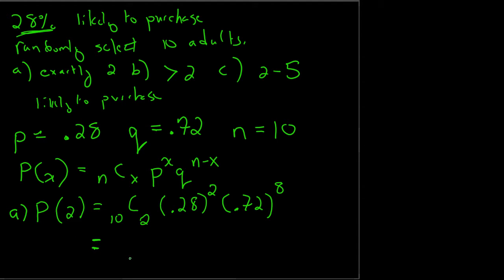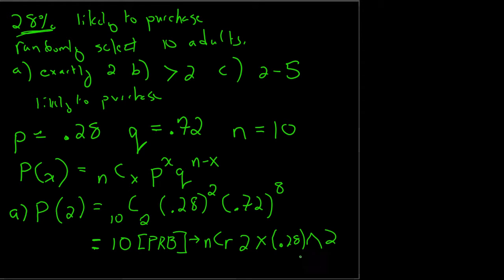Alright, so on the TI-30, you would want to type in 10, hit your probability key, scroll over to nCr and hit enter on that. Then hit the number 2. Hit the multiplication key. And I use the parentheses, 0.28, up arrow 2, hit the multiplication key, parentheses, 0.72, up arrow 8.